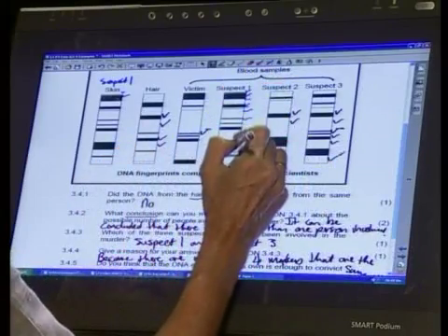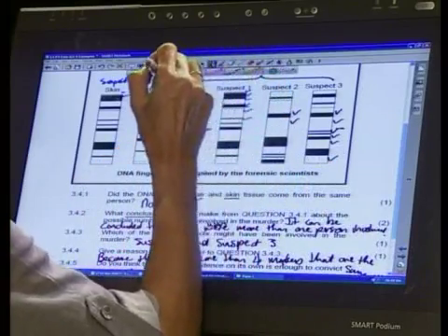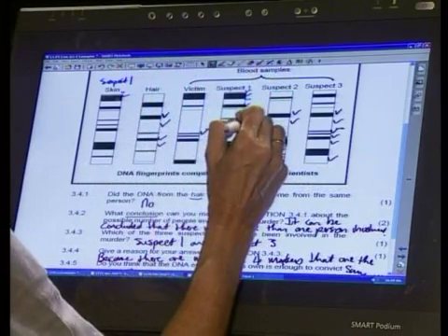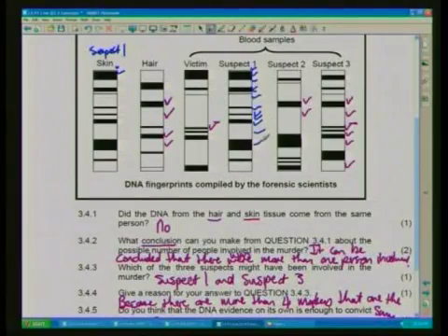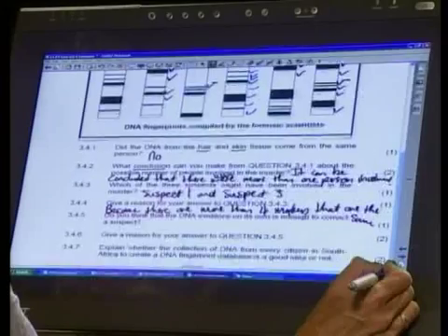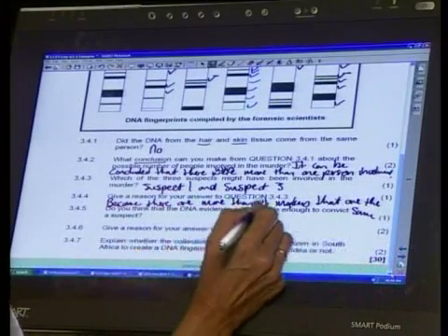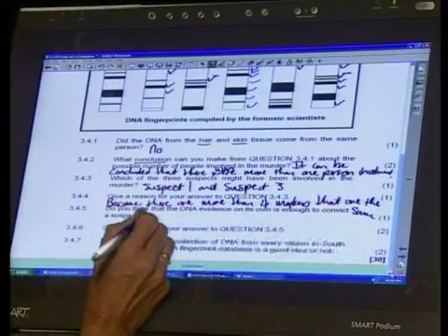And for this victim, at least for this one, I actually stopped making the ticks because that was the same, that was the same, this was the same. It was absolutely identical. So it definitely is suspect 1 skin, and it most certainly can be said that it is suspect 3. So do you think that DNA evidence on its own is enough to convict a suspect?